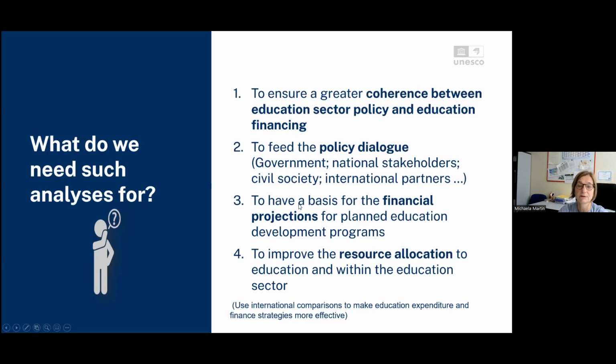And also third, to have a basis for the financial projections. So this is more about allocating, more about finding inconsistencies in the resource allocation that we would want to remedy in the future. And on the basis of what we think is to be changed in our resource allocation, we then have a basis for doing our financial projections. And of course, in our analysis, we would want to come forward with recommendations on how to improve the resource allocation to education and within the education sector.